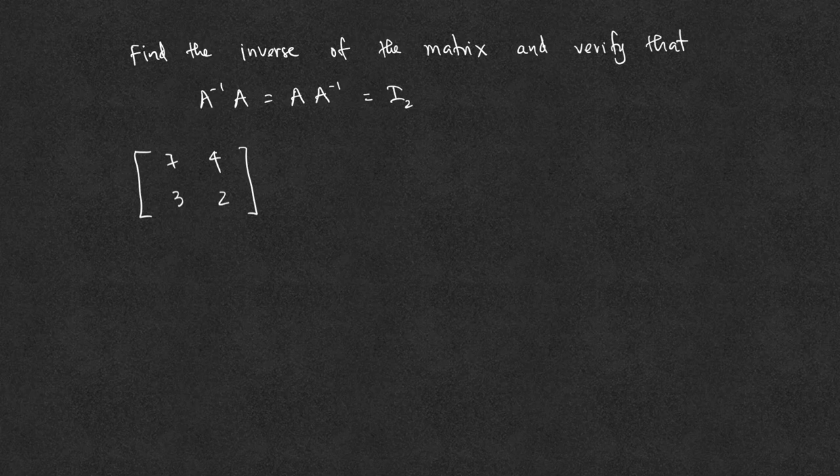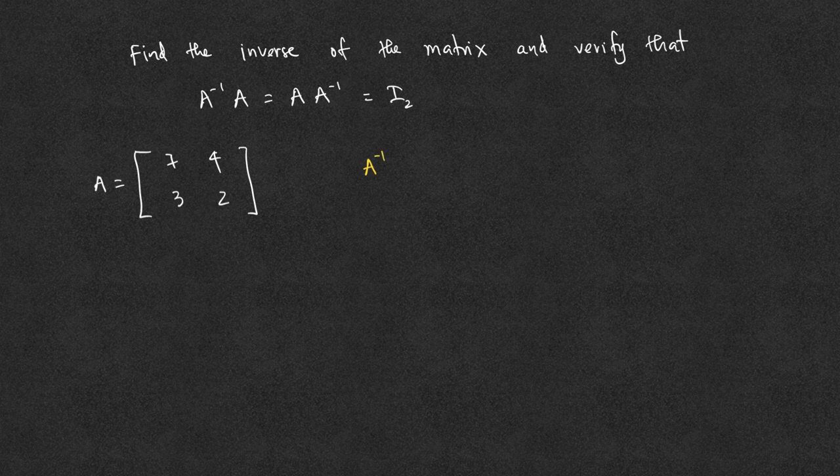Find the inverse of the matrix and verify that the inverse matrix times A equals A times A inverse equals the identity matrix, where the matrix A is given, 2 by 2 dimension, with the first row 7, 4, the second row 3, 2. There are two ways to do this for a 2 by 2 matrix. The first way is to simply use the formula.